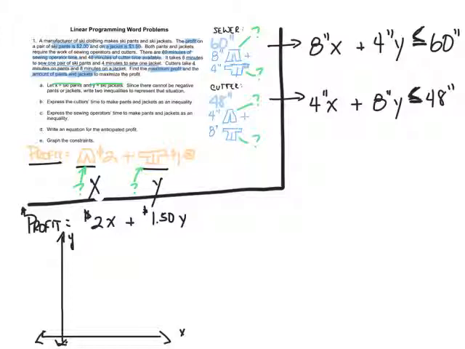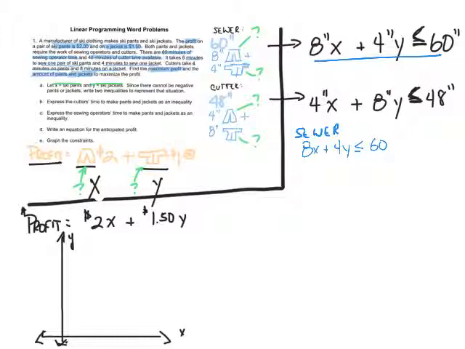So for a sewer, why is my pen not working? There we go. For a sewer, my equation is this one up here, and I want to put that in y equals mx plus b. This is just the way I process better. So I've got 8x, and I'm going to make that a little bit smaller. Okay. 8x plus 4y is less than or equal to 60.